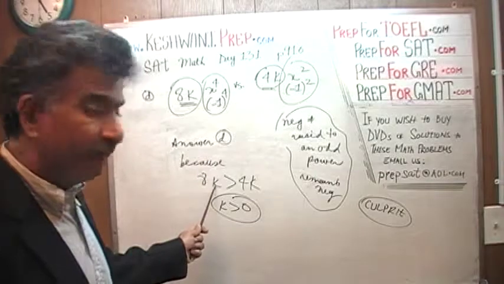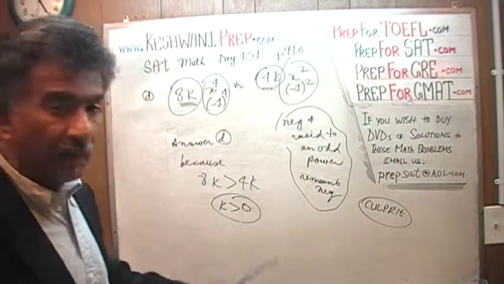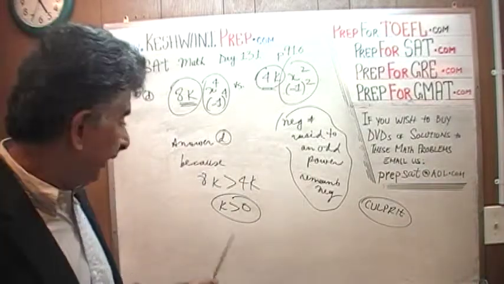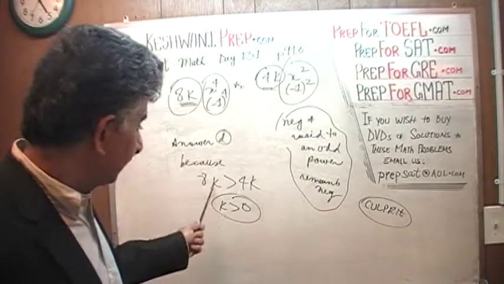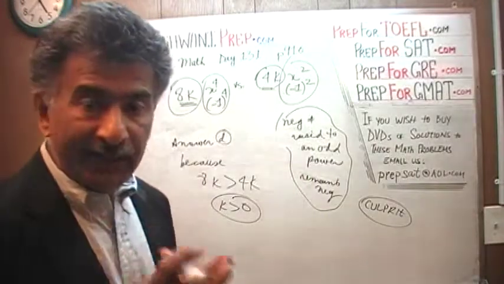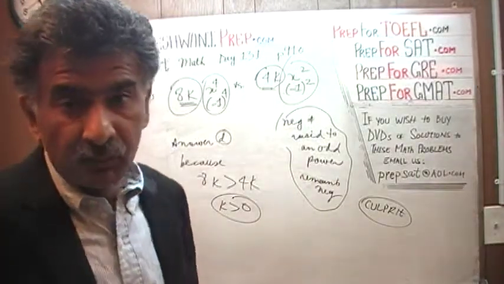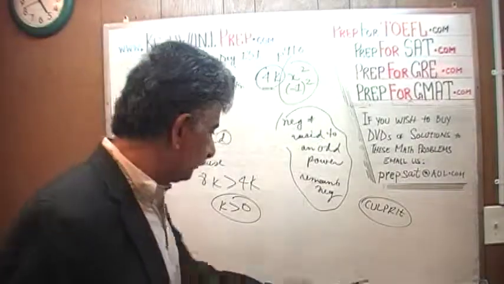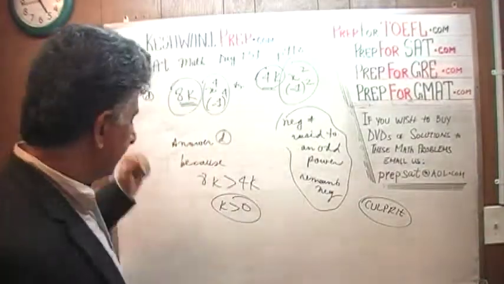8 times half, 8 halves are going to be more than 4 halves. 4 halves only make 2, 8 halves make 4. If it turns out to be a third, if you add up 8 thirds, that's going to be more than just 4 thirds, obviously. Therefore, the answer is D.